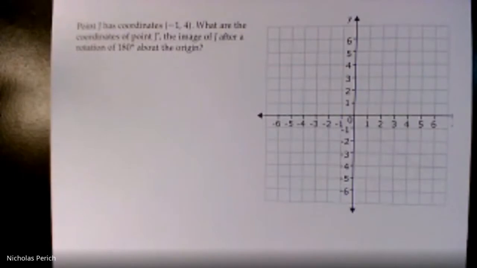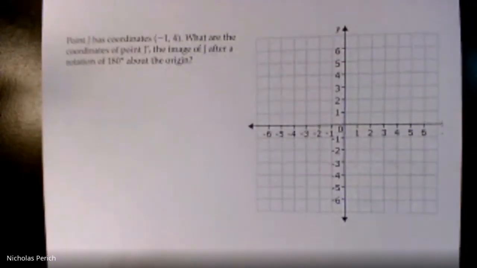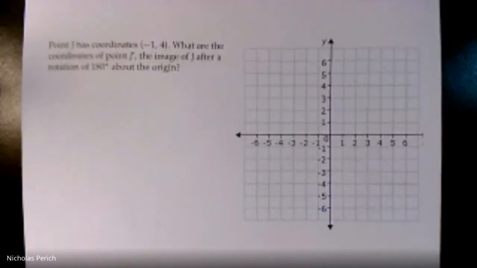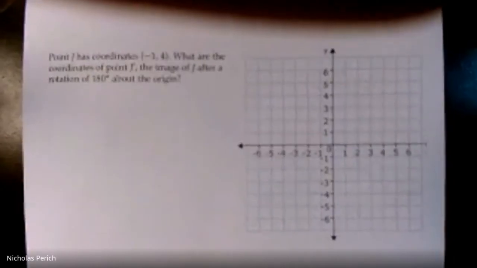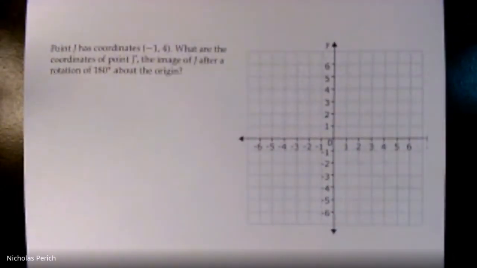Let's do some drawing. The next 7 problems are going to involve drawing shapes and reflecting. There's just nothing I can do to make this absolutely perfect. Point J has coordinate -4, 1. What are the coordinates of point J prime after the rotation of 180 about the origin? All right, so 4, -1.